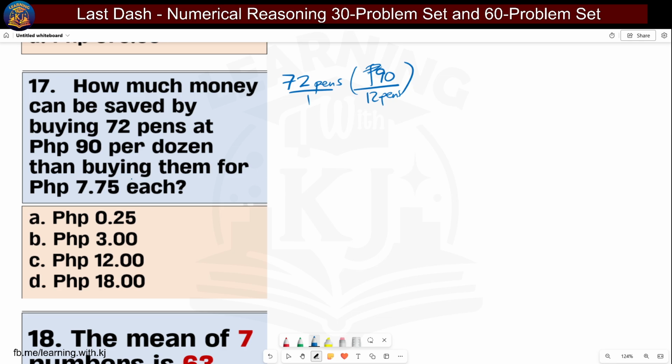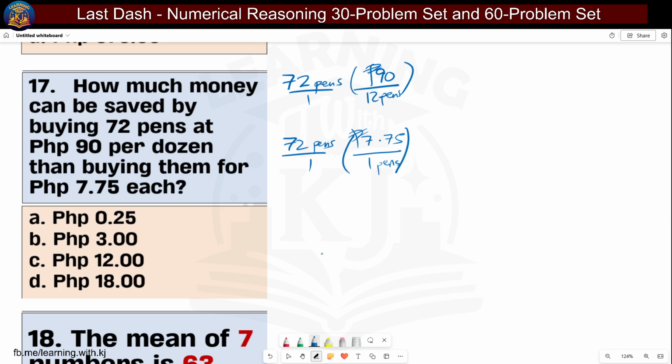Okay? And then, for done buying them for 7.75 pesos each. Ilan ba yung 72 pens? 72 pens. Same number of pens ha. So, we have 72 pens pa rin over 1. And 7.75 pesos. Okay, for 1 pen.